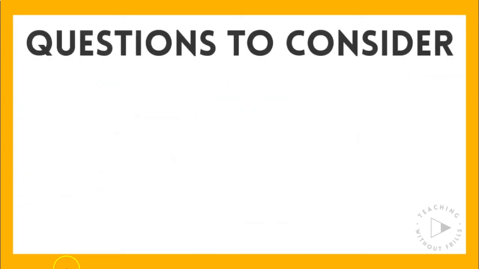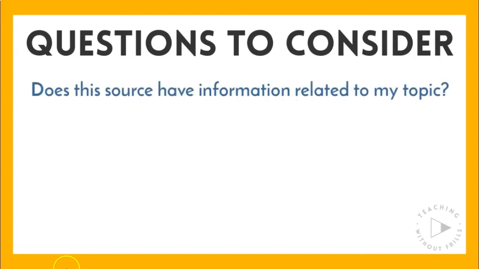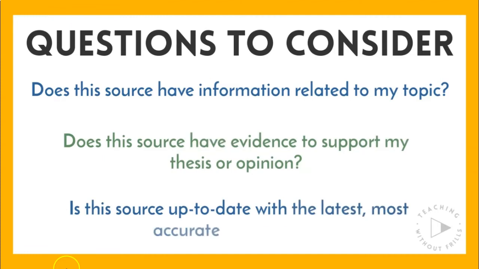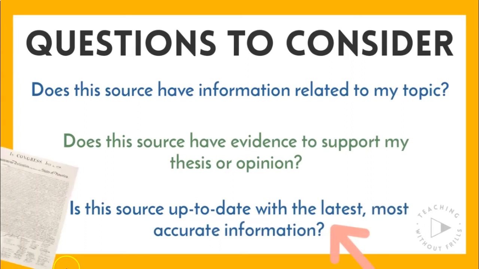Here are some questions for me to consider as I evaluate my sources for relevance. Does this source have information related to my topic? Does this source have evidence to support my thesis or opinion? Is this source up to date with the latest, most accurate information? Of course, this question only applies to secondary sources, because primary sources might be hundreds of years old but still valid and relevant to my research.